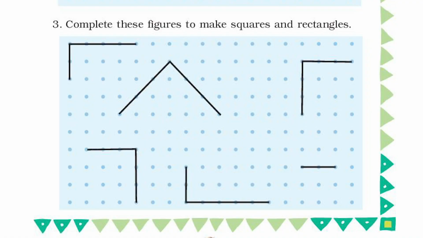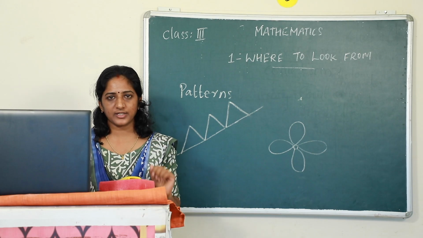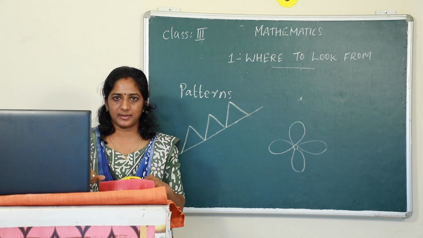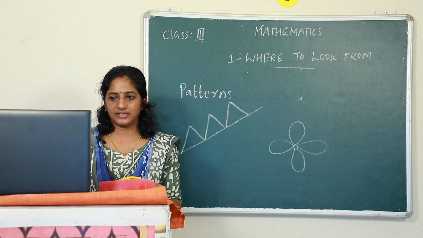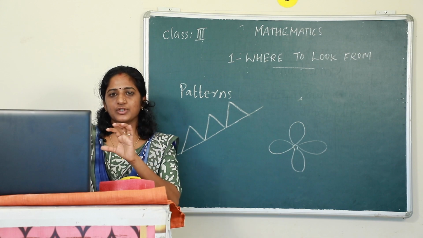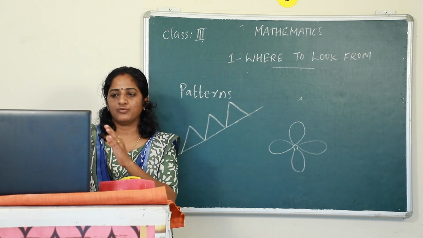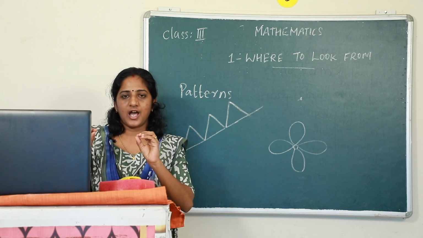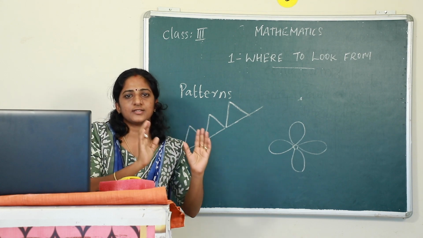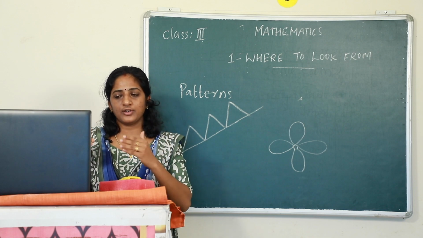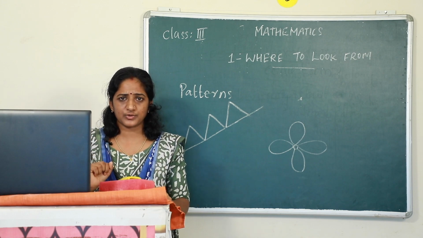Now children, look here. Here are some shapes given. But look at those shapes. Is it complete? No, those shapes are not complete. We have to complete those shapes. How will we complete them? We have to complete them as rectangles or squares. How will you find out whether the shape is a rectangle or a square?